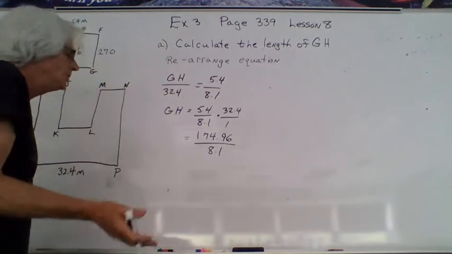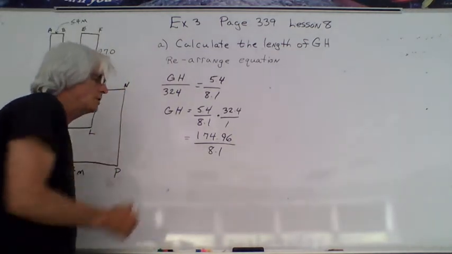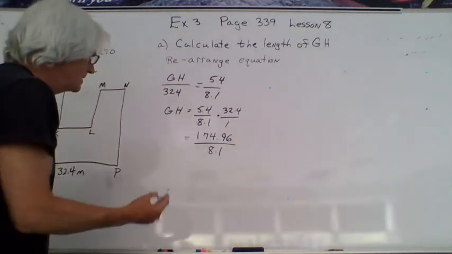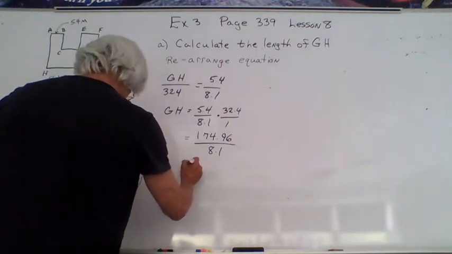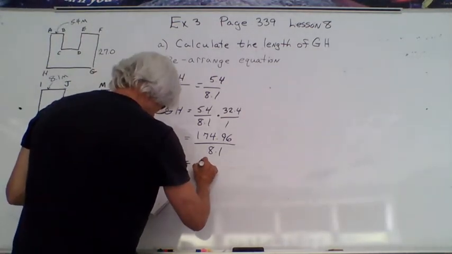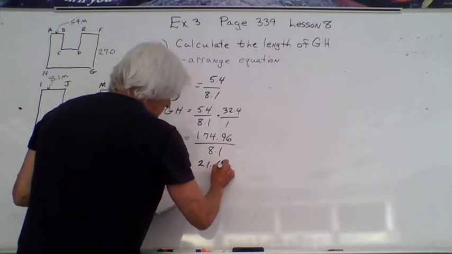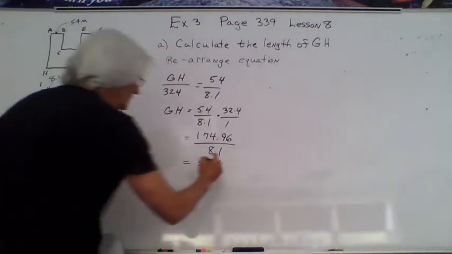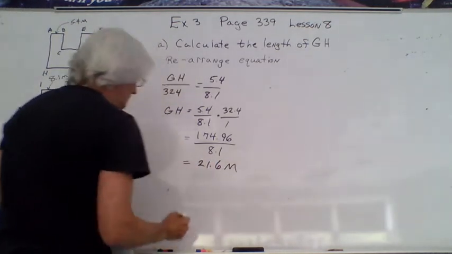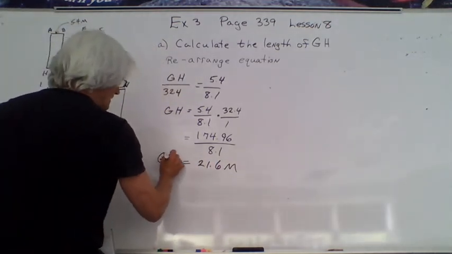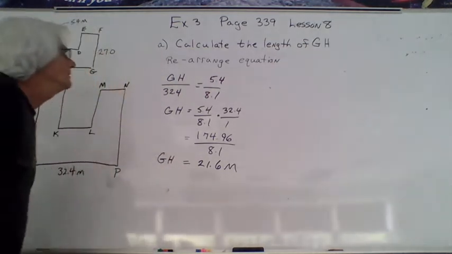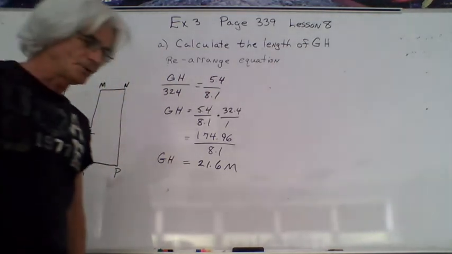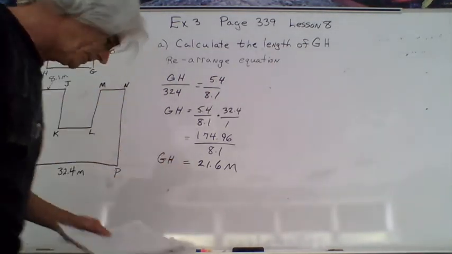So the only thing I need to do now is take the 174.96, divide it by the 8.1. And when I did that, I got 21.6. And this is given in meters, so it's 21.6 meters, so that's GH. So that's how to do it by rearranging an equation. That's kind of what it shows you in the textbook.